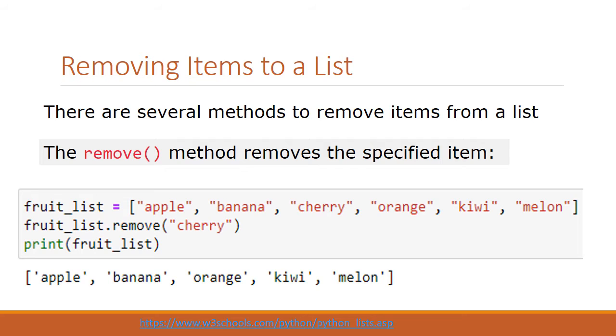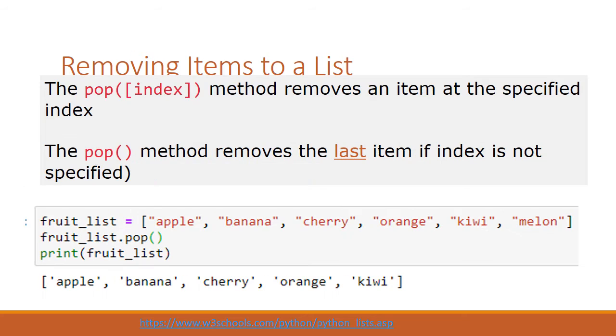So we say fruit list.remove, and we use cherry as the parameter. And when we print out our list, cherry no longer is an item in our list. The pop method is another method that we can use to remove elements from the list.